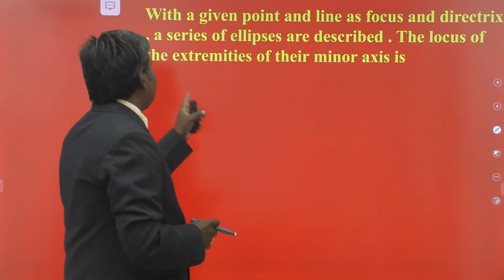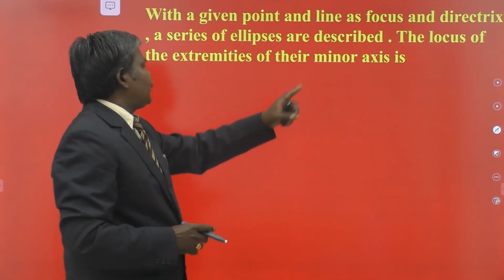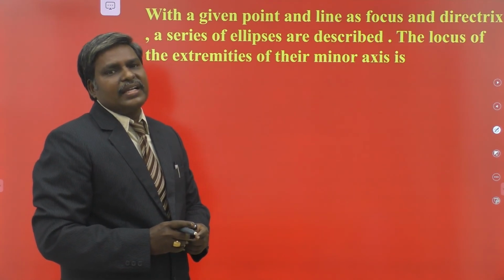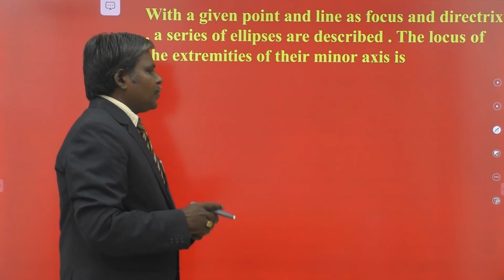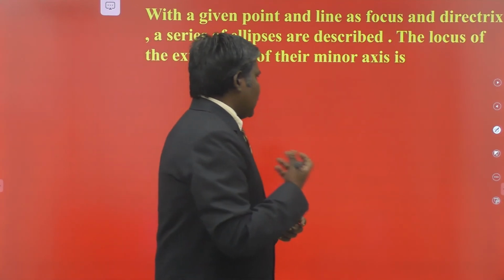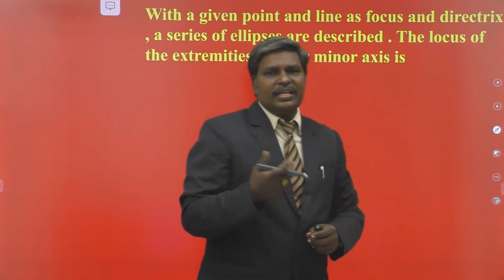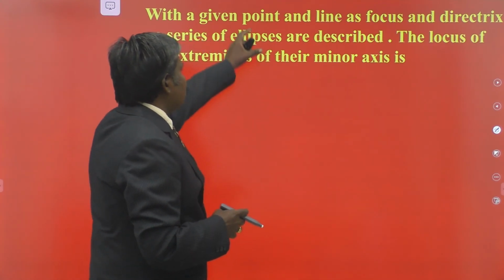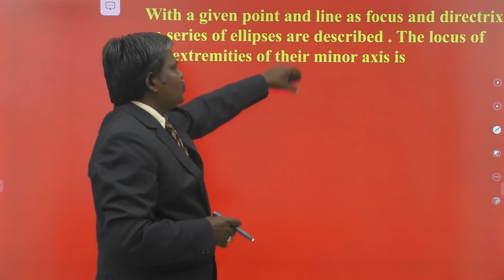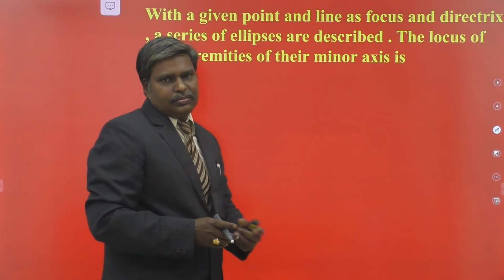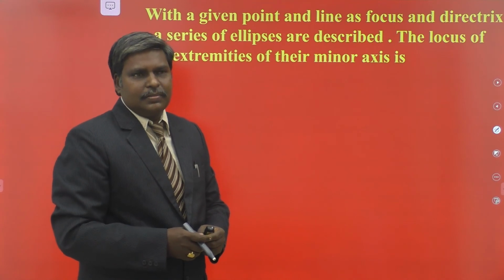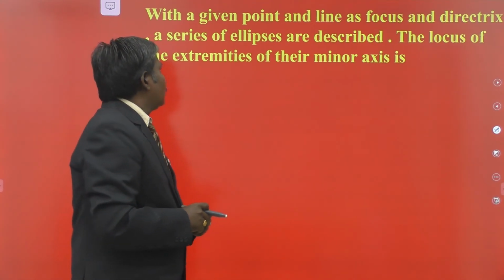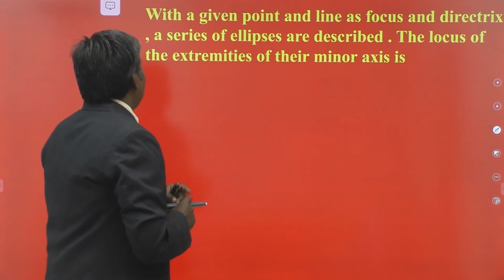The locus of the extremities of their minor axis is what they are asking. That means, is it an ellipse or is it another ellipse or is it a parabola, is it a straight line, is it a circle? We mean in that manner. Because the data is not in equation form, our locus is also in the general form. So the shape of the curve is what they are asking in this question. So it is a simple logic problem.